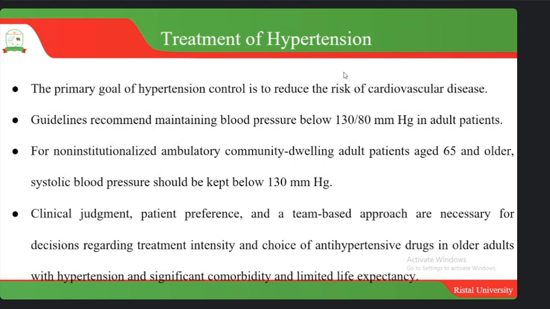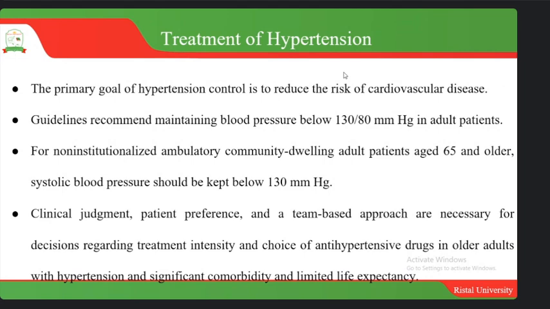Then guidelines recommend maintaining blood pressure below 130 over 80 millimeters of mercury in adult patients. So they need to have this below. When it goes above this, then the patient will be prone to hypertension, or the patient has acquired it. They recommend it to be always sustained below this.